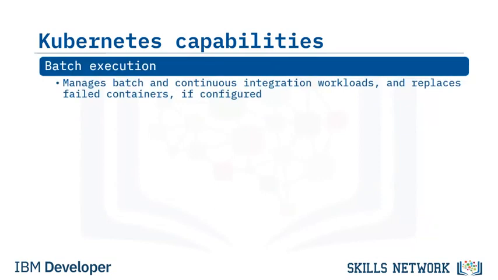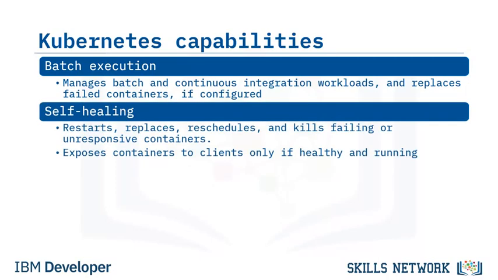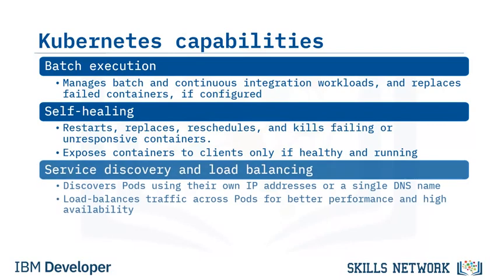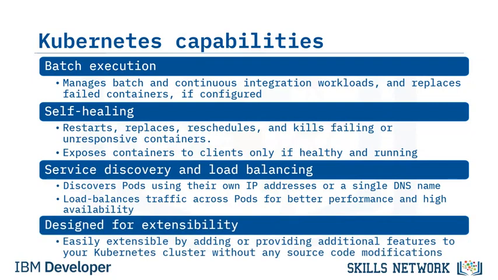Kubernetes manages batch and continuous integration workloads and automatically replaces failed containers. It self-heals failing or unresponsive containers. It discovers pods using IP addresses or a DNS name, and load balances traffic for better performance and high availability. And Kubernetes adds features to your cluster without modifying source code.